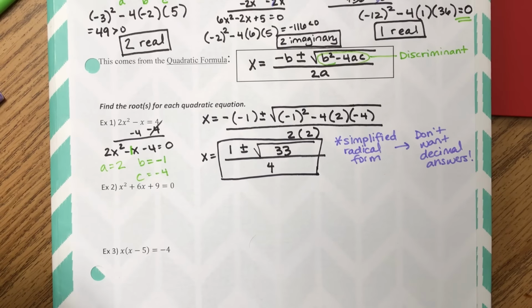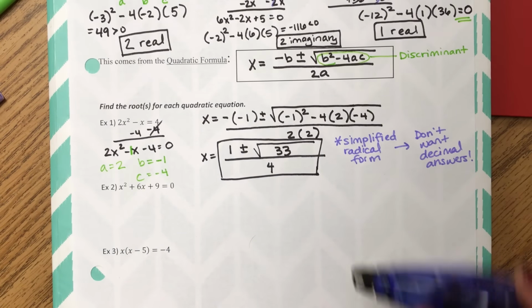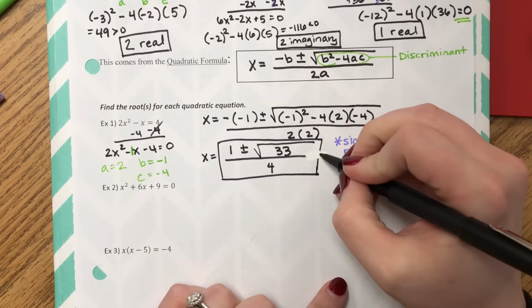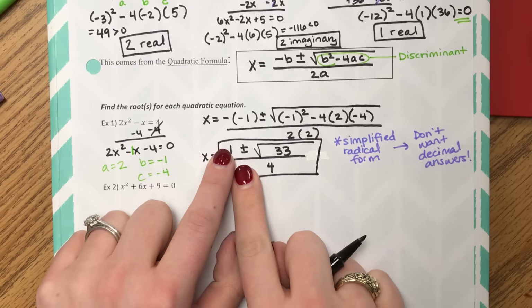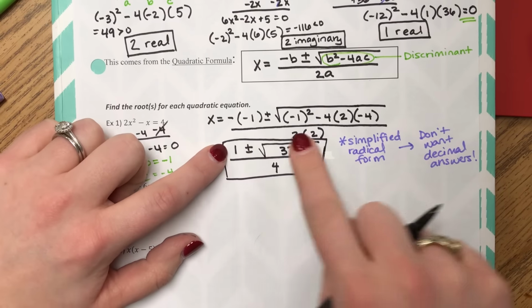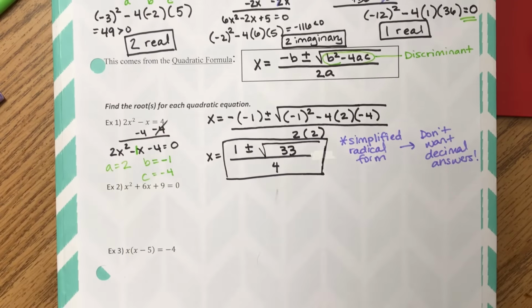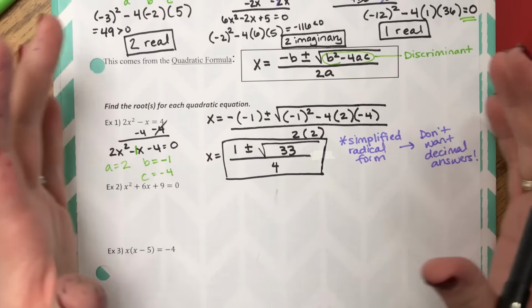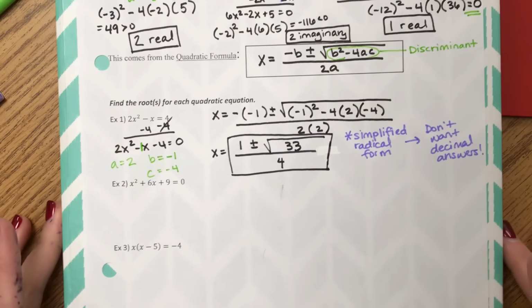Remember how we said the discriminant was positive, so we should be having two solutions. The reason it doesn't look like we have two solutions is because of that plus minus. So if I was to write this out, one of my solutions is 1 plus the square root of 33 over 4, and the other solution is 1 minus the square root of 33 over 4. Okay, but we're writing it together to save space. So that one's done. Number two.